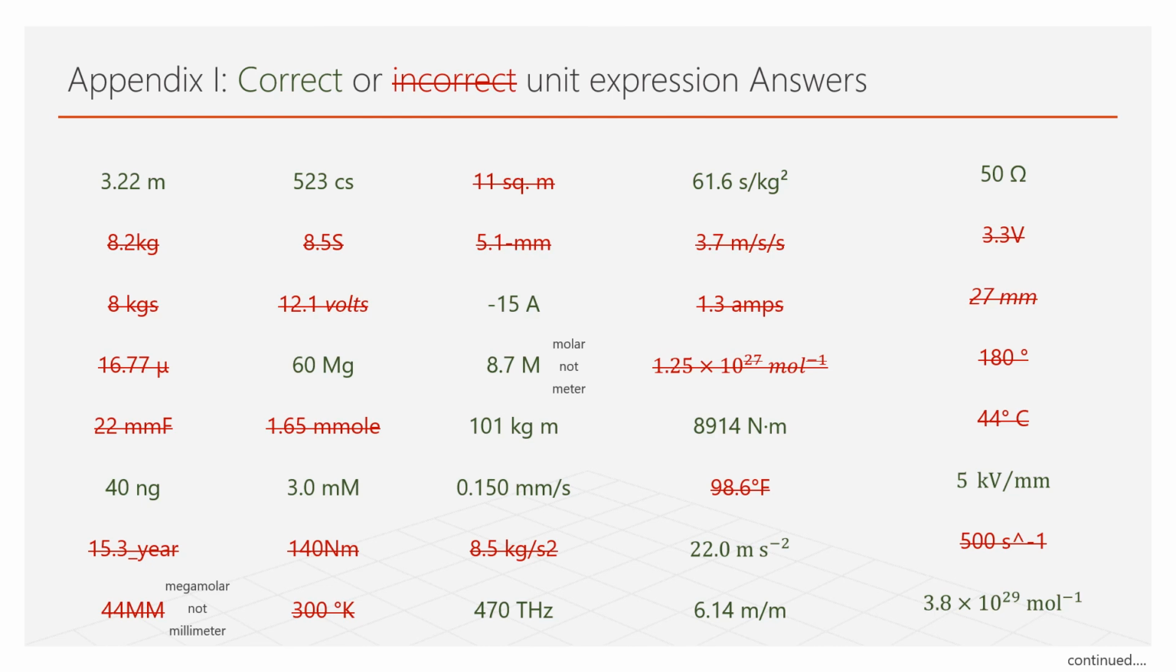In the last row, 44 megamolar, which is an incredibly high concentration. If that's what you mean, then that's okay, but you need a space. If you meant millimeter, then you need to have a space, and you need to make those two M's lowercase. In the second column, 300 degree Kelvin. Kelvin does not use a degree sign, so remove the degree sign. And then the next three are correct. Although I will say in the fourth one, 6.14 meter per meter, it's kind of obnoxious. If you meant radians, you would just say radian or put nothing at all.